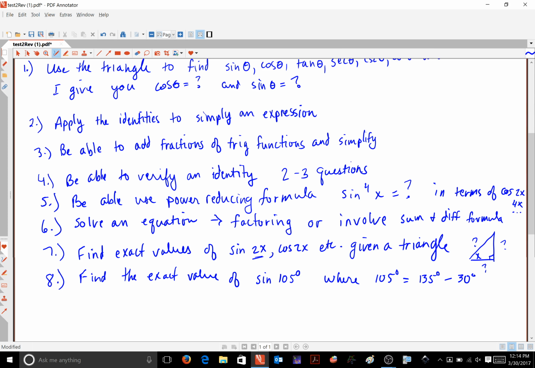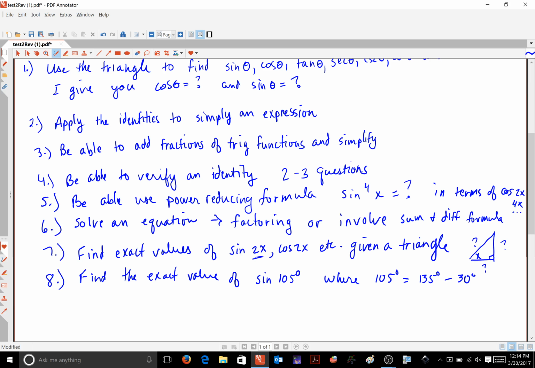There are, I believe, 12 questions on the test. Some of them are very simple. Just look up the identity on the table and write it down. So I'll give you the first half of the identity. You write down the second half of the identity. Some are that easy. A couple of them are that easy.